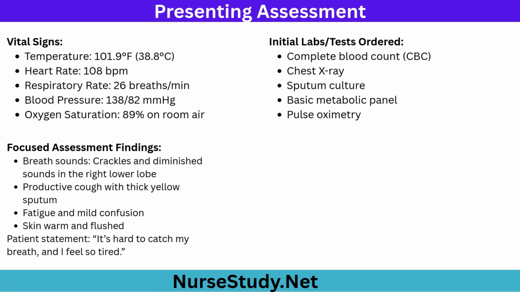Section 2. Presenting assessment. Vital signs. Temperature 101.9 degrees Fahrenheit, 38.8 degrees Celsius. Heart rate 108 beats per minute. Respiratory rate 26 breaths per minute. Blood pressure 138 over 82 millimeters of mercury. Oxygen saturation 89%, room air.